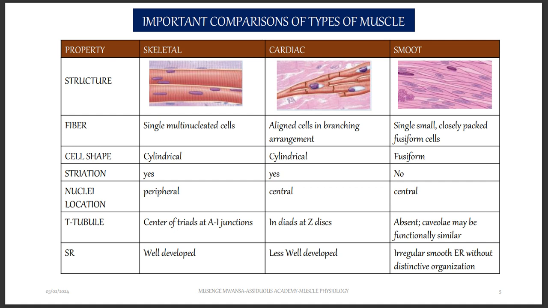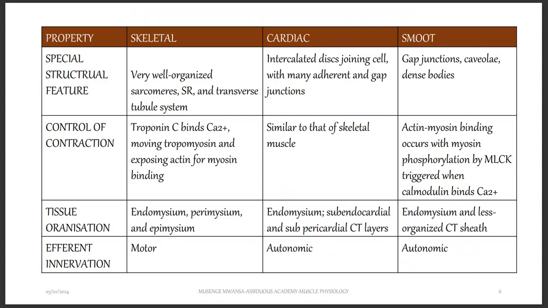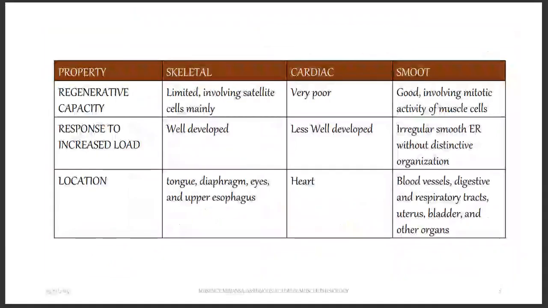Sarcoplasmic reticulum is well developed in skeletal muscles. Cardiac muscles less developed. And then for smooth muscles, they are very much irregular. Okay. So those are some things you should be able to look at.